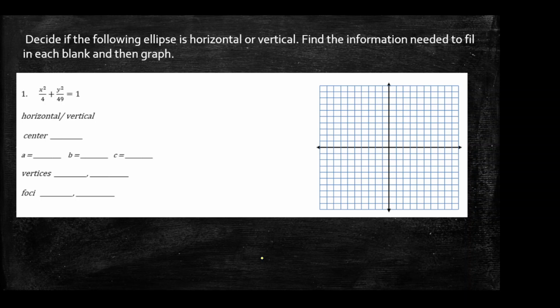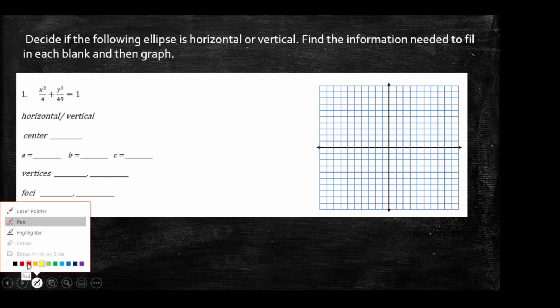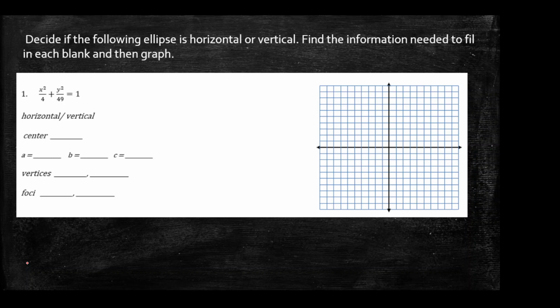Brianna, what do you think? Is it horizontal or vertical? Vertical. Okay. And why do you think that? You're not wrong. Okay. You just guessed? Oh, come on, it was a good guess.